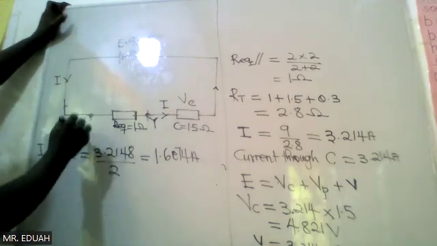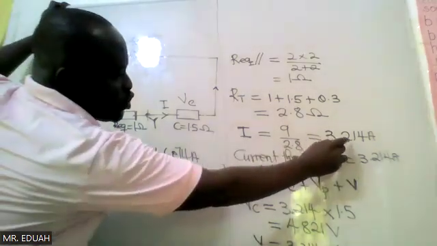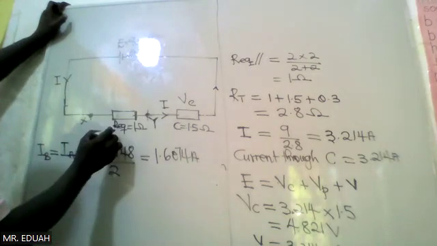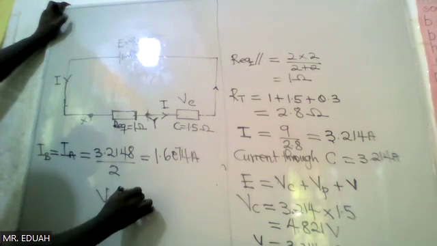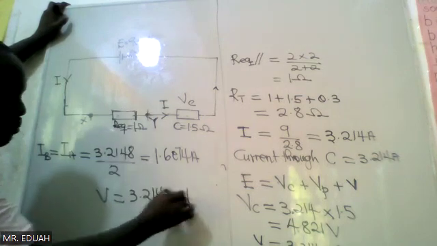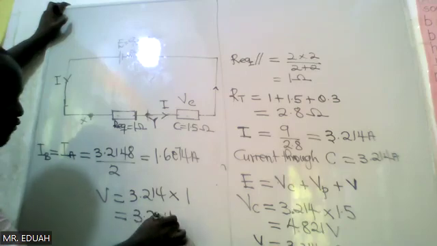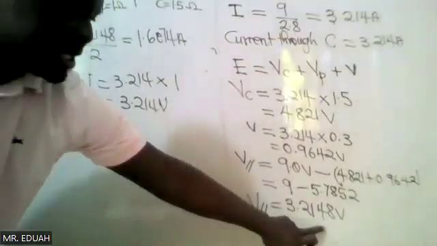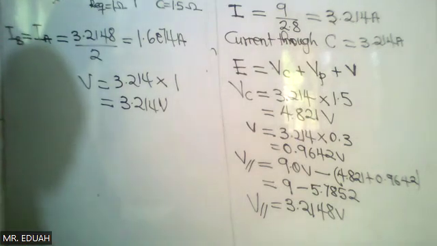Or since current of 3.214 flows through all of them and then comes here, we could have determined the voltage drop by current 3.214 times the resistance, which is 1 ohm, and it would have given us the same value, 3.2148 volts, just as we summed the two up and then subtracted. So there are a lot of ways to go around this.